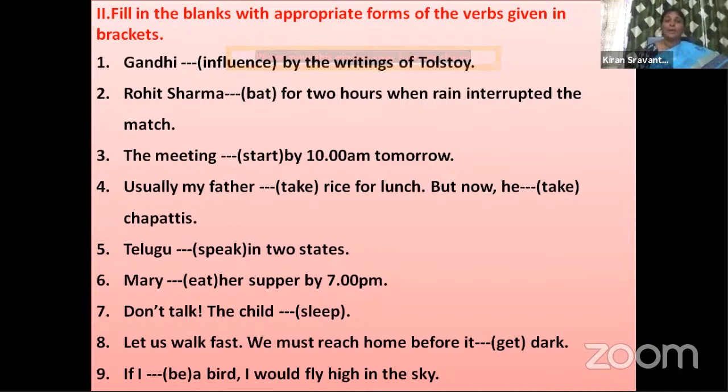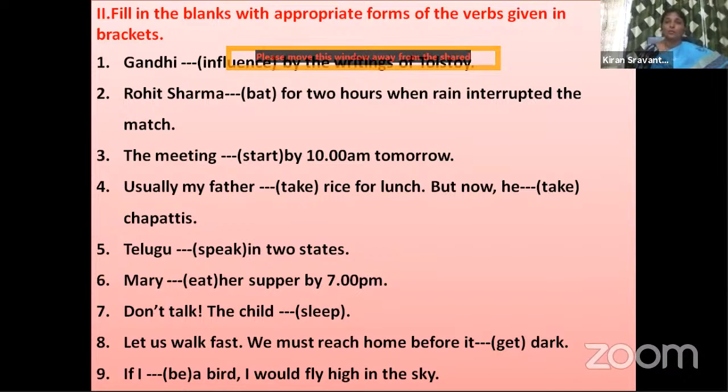So usually my father. So what do we write? Takes. Why? Because why should we add s? Because the subject is singular. This is the third person singular. So when the subject is singular, then we have to add s or es that we learned in present simple tense. So usually my father takes rice for lunch, but now.